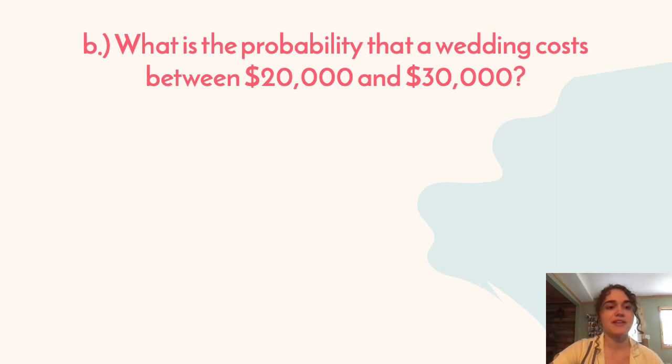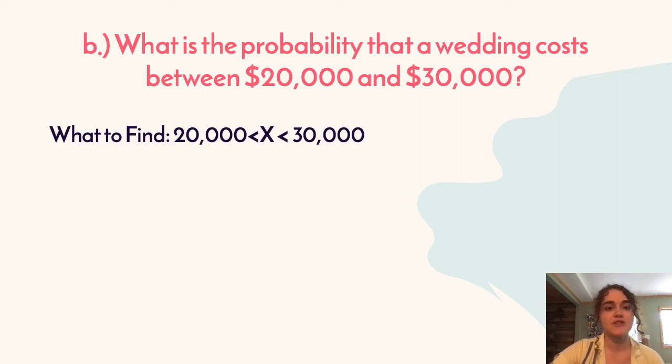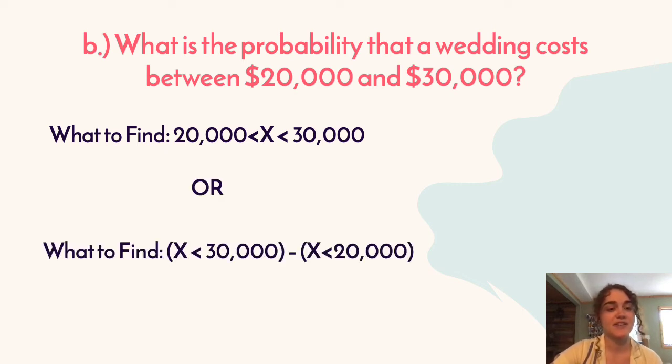Question B asks, what is the probability that a wedding costs between $20,000 and $30,000? So we want to find everything between $20,000 and $30,000. But a simpler way to look at this would be to find everywhere that x is less than 30,000 and then subtract everywhere that x is less than 20,000.